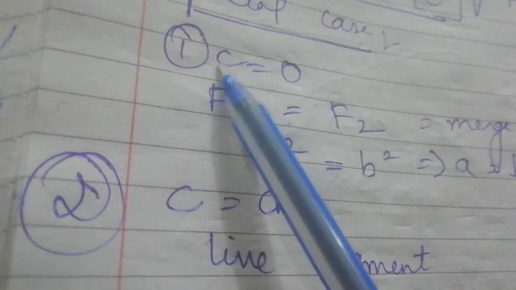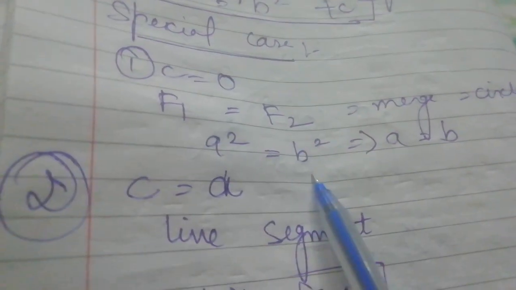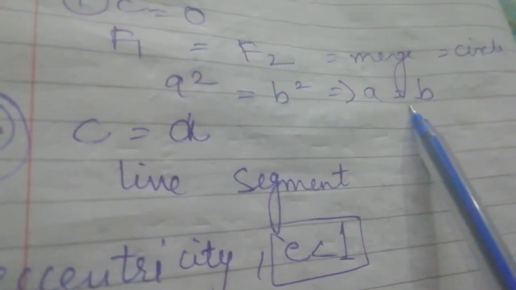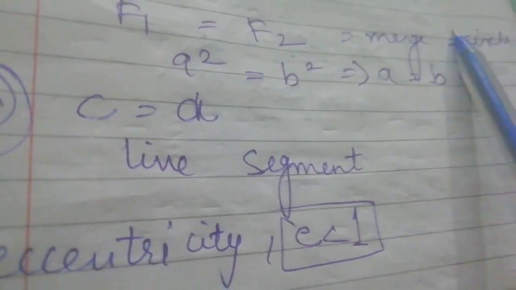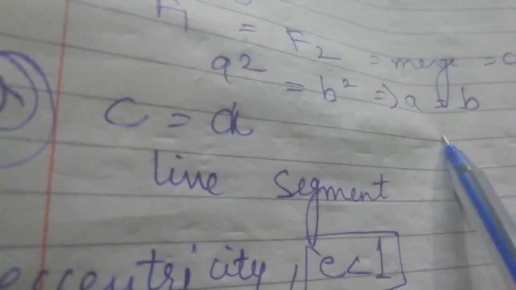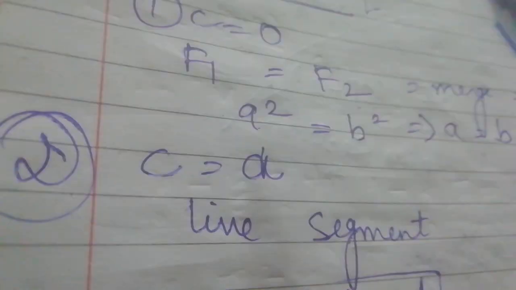The first one is if c is equal to 0. If c is 0, that means a squared is equal to b squared. The squares cancel out, which means a is equal to b. This means F1 merges with F2 because F1 equals F2. That results in a single focus, which is the case in a circle. So the shape gets reduced to a circle.